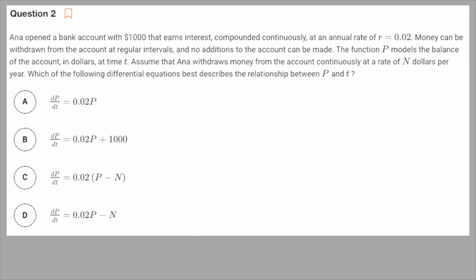So the first question says, Anna opened a bank account with $1,000, earned interest compounding continuously. The interest rate is 2%, and the function P models the amount of money in the account in dollars at time T. Assume Anna withdraws money from the account continuously, at rate N. Which of the following differential equations best describes the relationship between P and T?